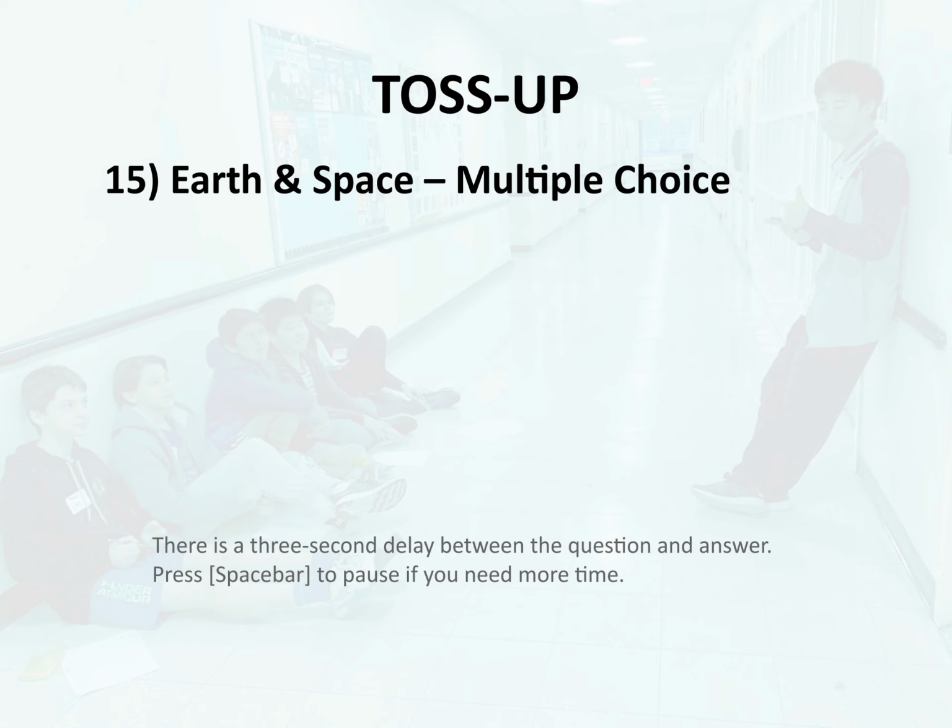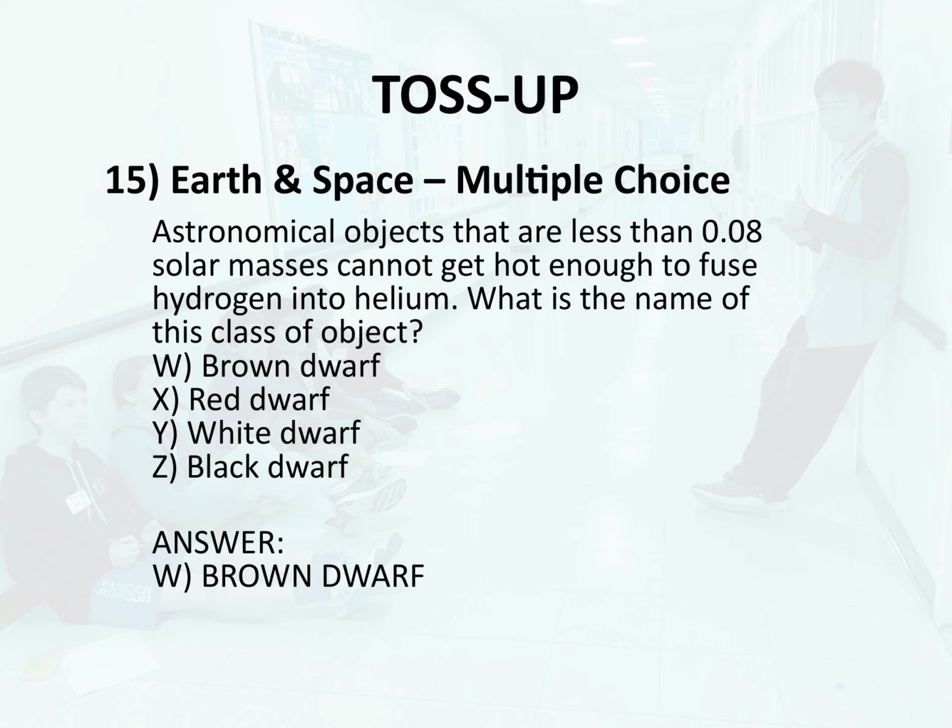Toss-up, 15. Earth and space, multiple choice. Astronomical objects that are less than 0.08 solar masses cannot get hot enough to fuse hydrogen into helium. What is the name of this class of object? W. Brown dwarf. X. Red dwarf. Y. White dwarf. Z. Black dwarf. Answer. W. Brown dwarf.